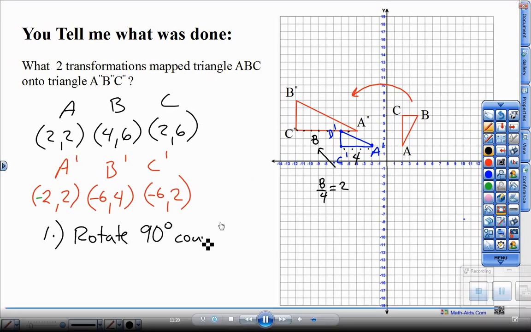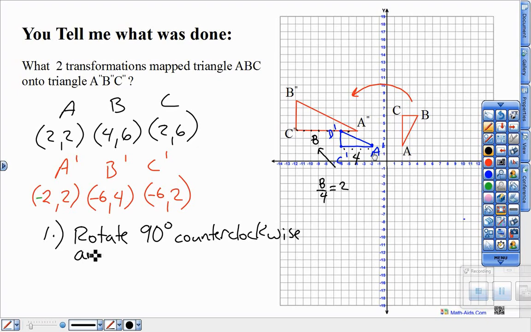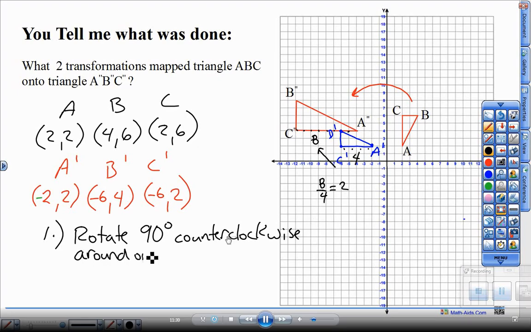So this is a 90-degree counterclockwise rotation around the origin. And then it's a dilation by a scale factor of 2. Technically through the origin as well. So a dilation by a scale factor of 2 through the origin. Why don't you write that for me? Dilated through the origin. The last word is over. Over. Good luck.